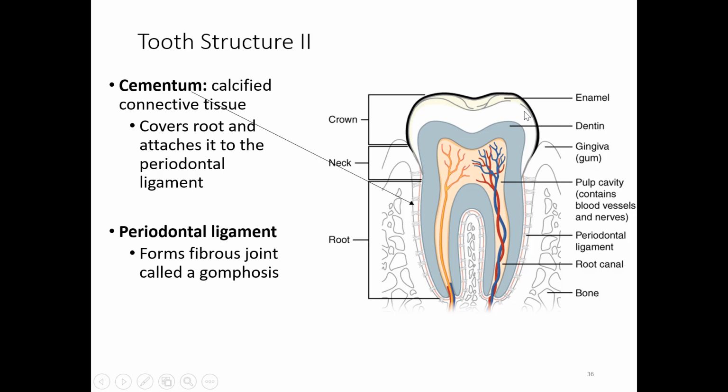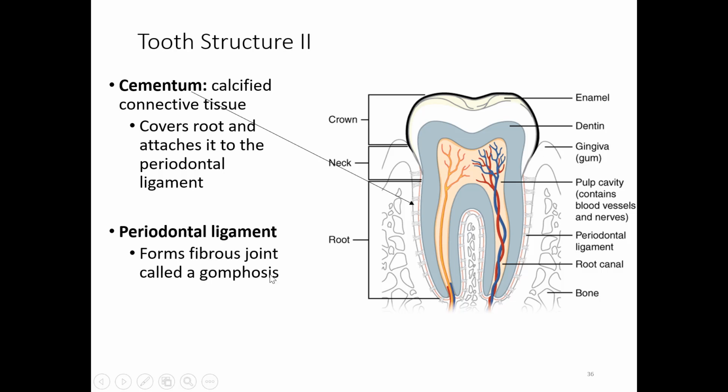Right under the enamel, there is dentin, which is made of calcified connective tissue. It's pretty strong, but it's not as strong as enamel. And dentin actually connects the tooth to the gums, forming a joint with the maxilla and mandible.